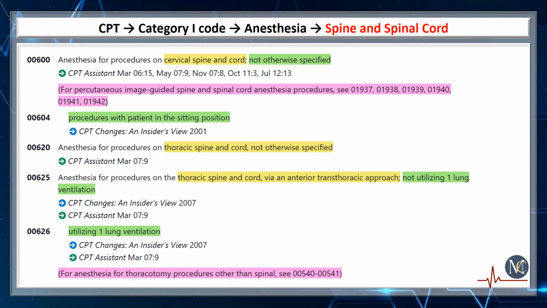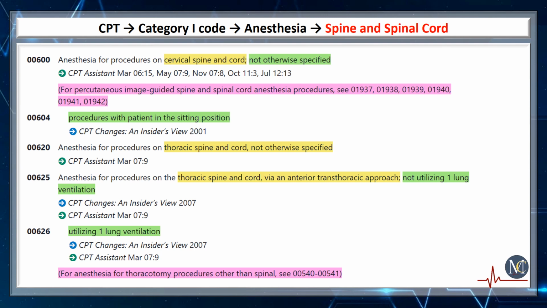Percutaneous image-guided. Percutaneous means through the skin. Image-guided means assisted by a picture. Next code is 00604. Procedure with patient in the sitting position. Next code is 00620. Anesthesia for procedure on thoracic spine and cord not otherwise specified.